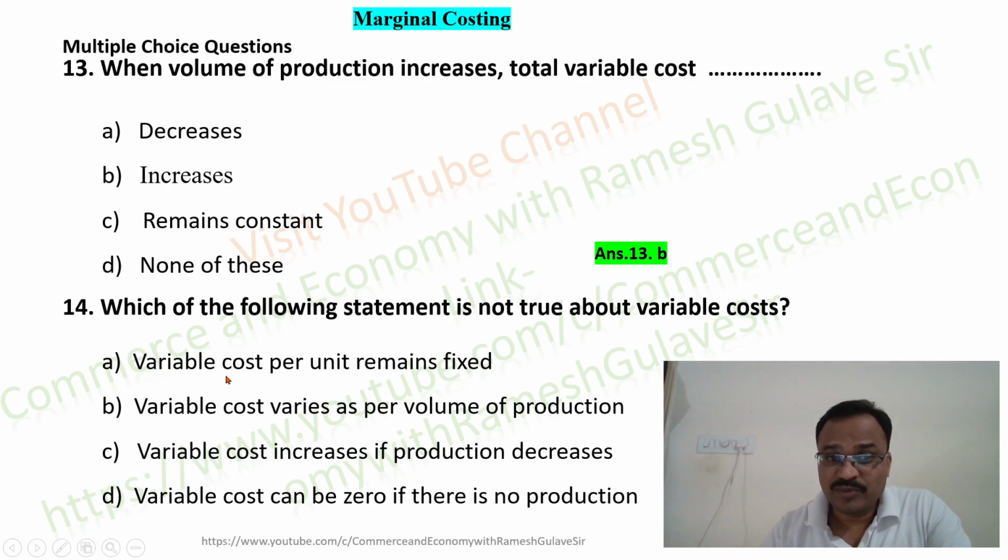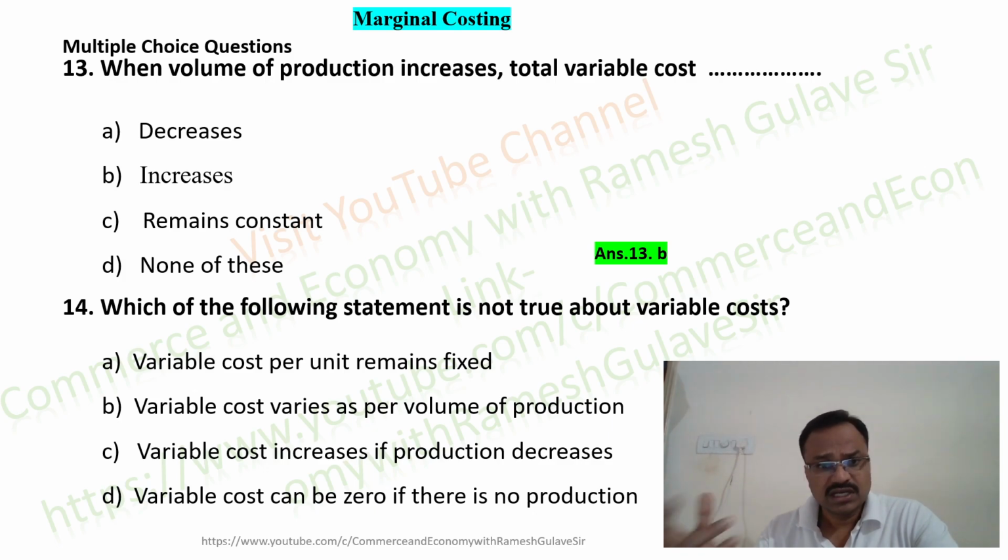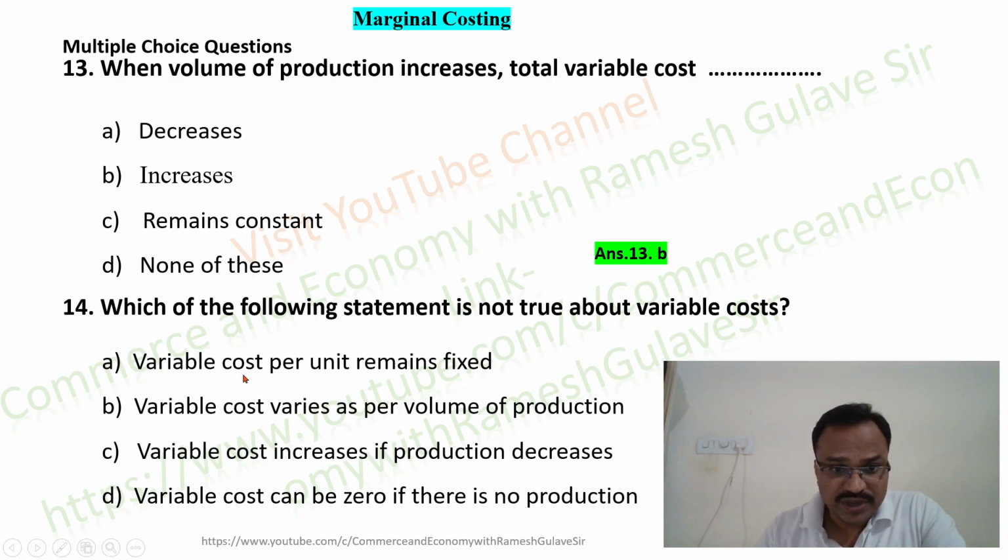We have discussed about fixed cost, that fixed cost per unit changes but total fixed cost remains fixed, but variable cost per unit remains fixed, right? Because see, to produce one product, whatever material required, it will be fixed. If we produce one unit, a certain amount of material will be required. If we want to produce another unit, then again we have to use the same quantity of material, right? So variable cost per unit remains fixed. This statement is true.